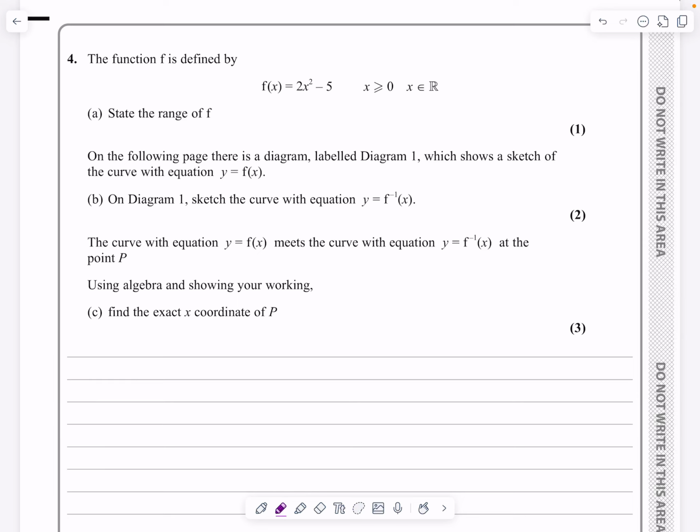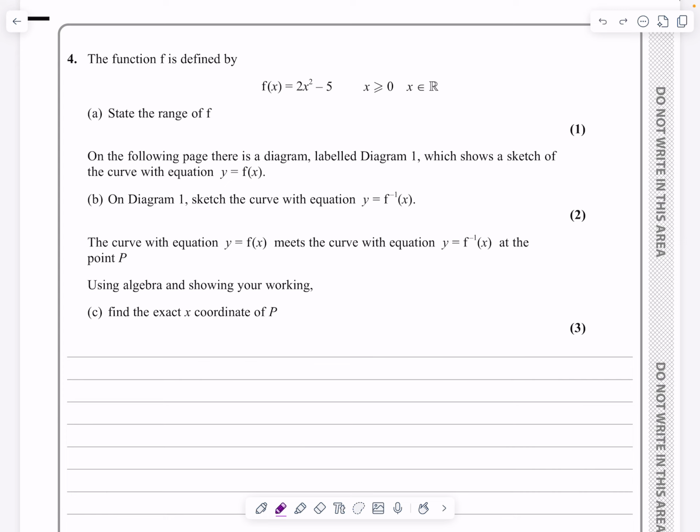Okay, this is the P3 paper from June 2023. It's question number 4. And as we can see by looking at this, it's a functions and graphs question. In particular, we're going to be looking at inverse functions. So let's have a look at part A.